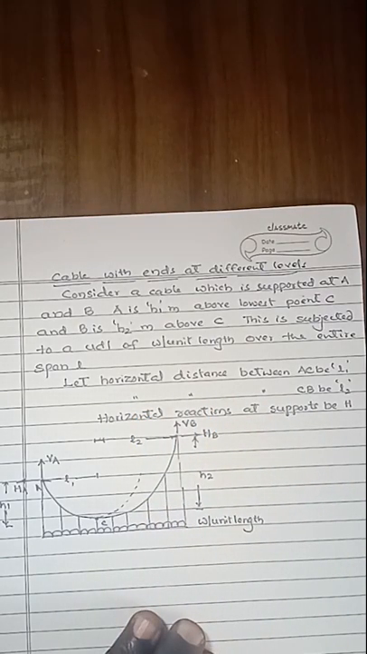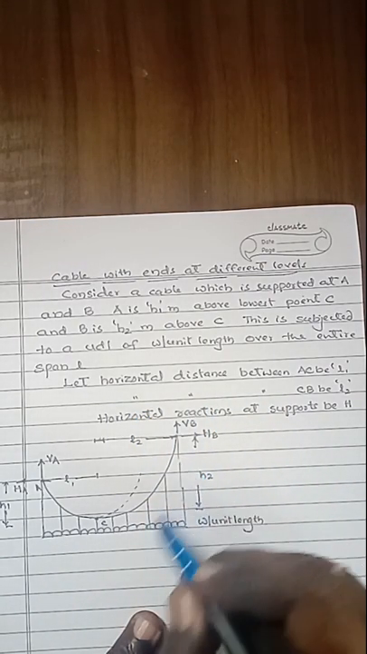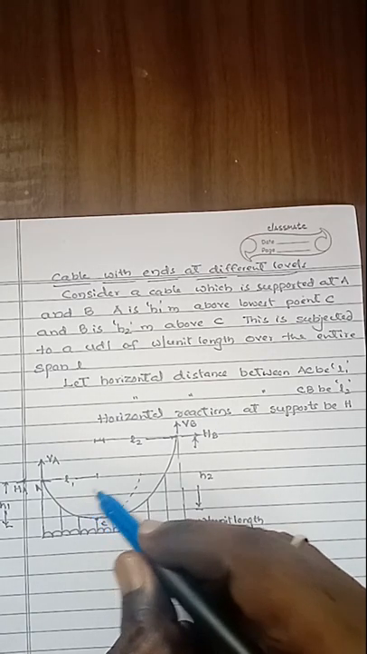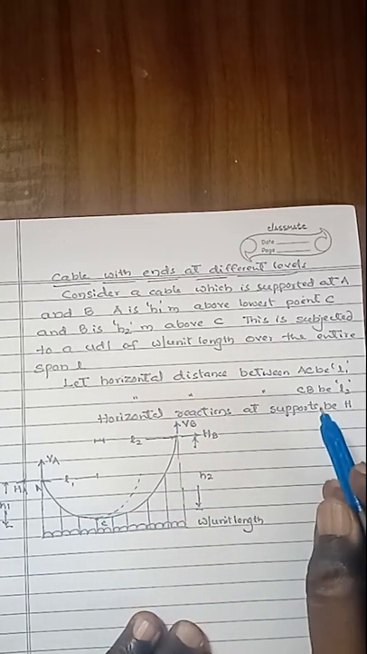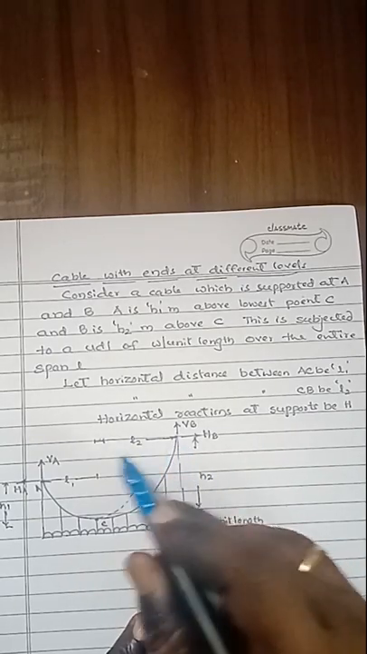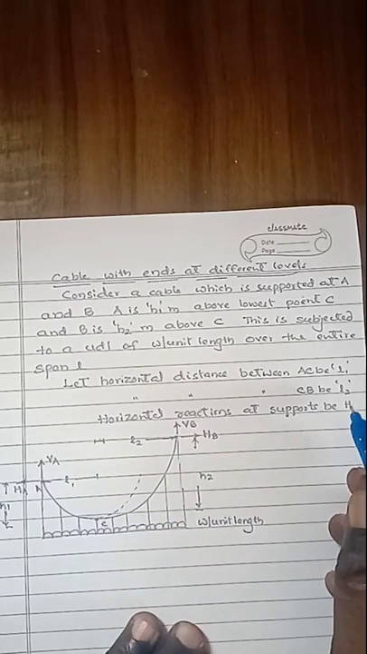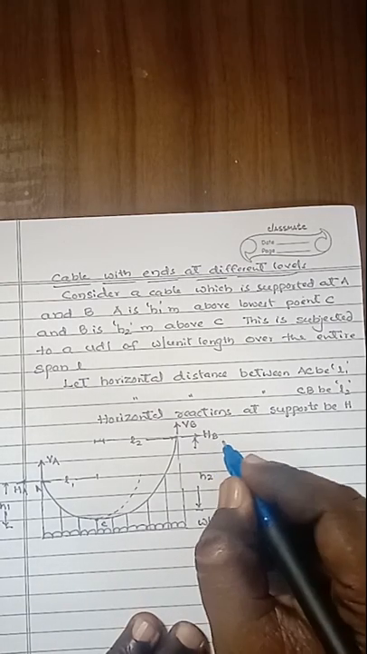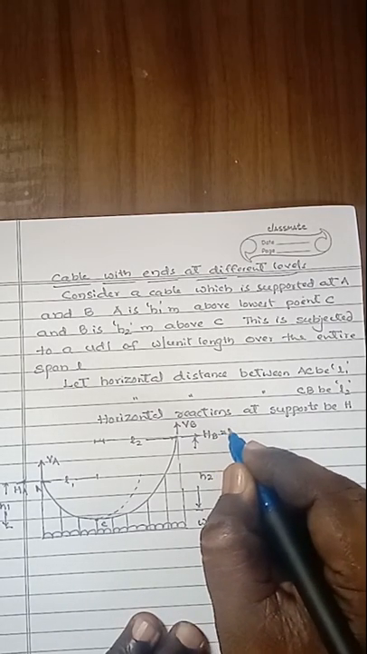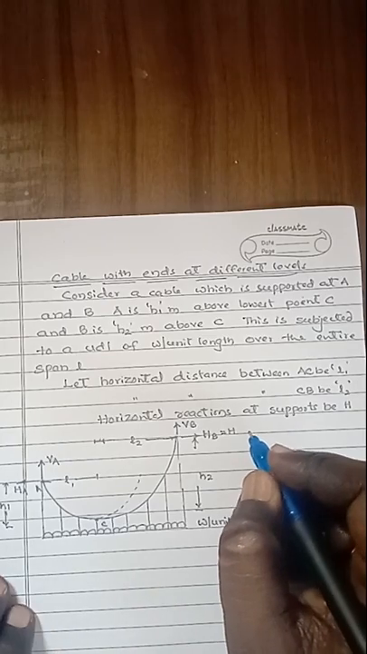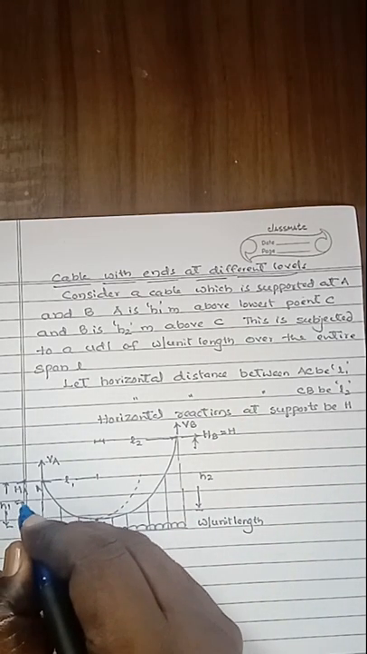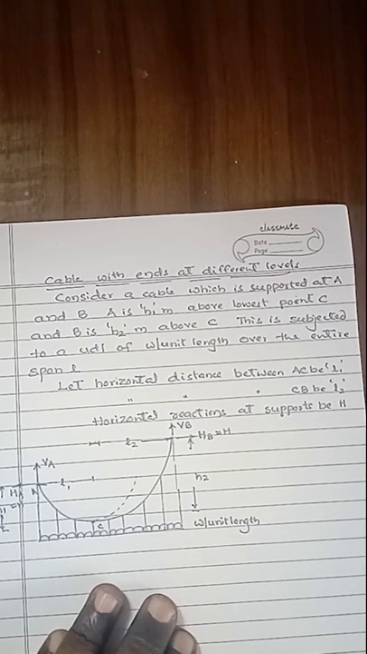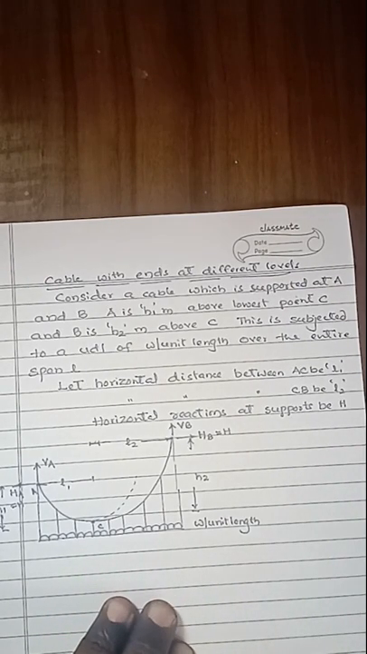Let the horizontal distance between A to C be L1, and the horizontal distance between C to B, that is this distance, be L2. Horizontal reaction at support B equals H. Similarly, the horizontal reaction component at A equals H.